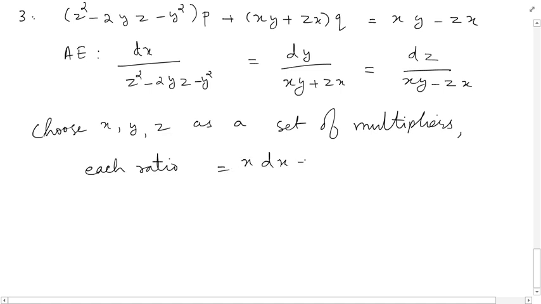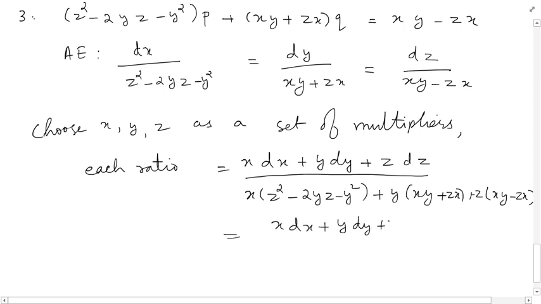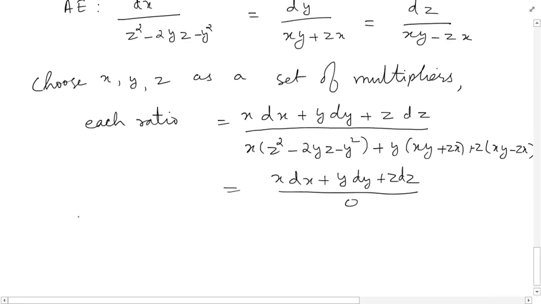Then we can see that each ratio is equal to x dx plus y dy plus z dz divided by x into (z square minus 2yz minus y square) plus y into (xy plus zx) plus z into (xy minus zx). Now we can observe that the denominator is 0 here. Therefore, x dx plus y dy plus z dz by 0, so we will get one equation like this: x dx plus y dy plus z dz equal to 0.